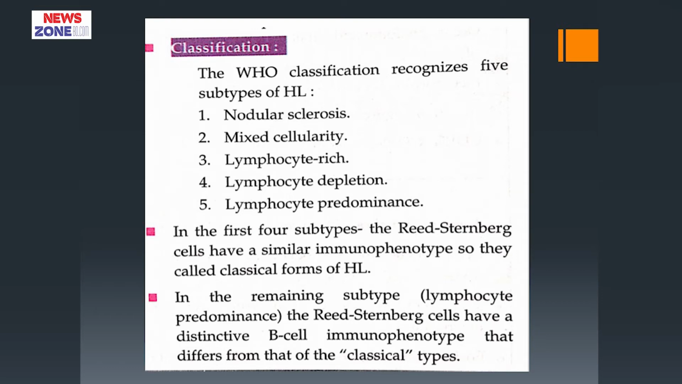First one, the most common, the nodular sclerosis, and the next is mixed cellularity, lymphocyte rich, lymphocyte depleted. These 4 categories are recognized as the classical form of Hodgkin's lymphoma, and the 5th one, the lymphocyte predominance, is another type having the B cell immunophenotyping, and it differs from that of the classical Hodgkin's lymphoma.